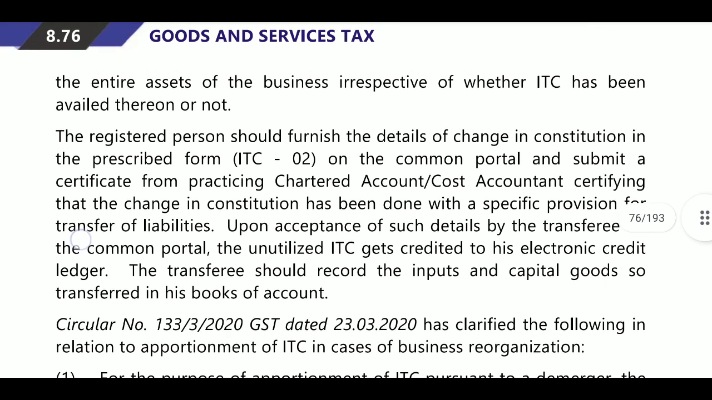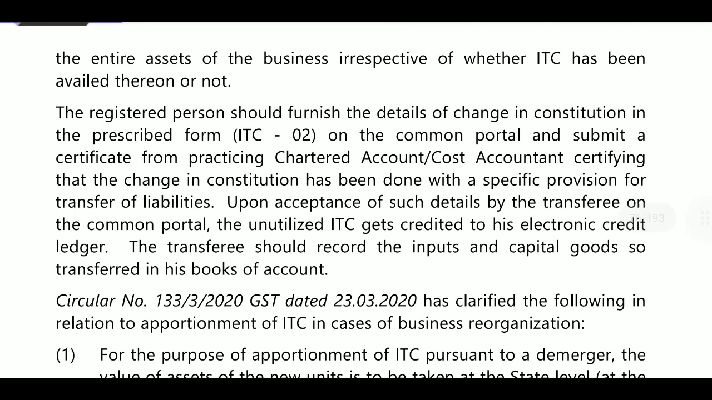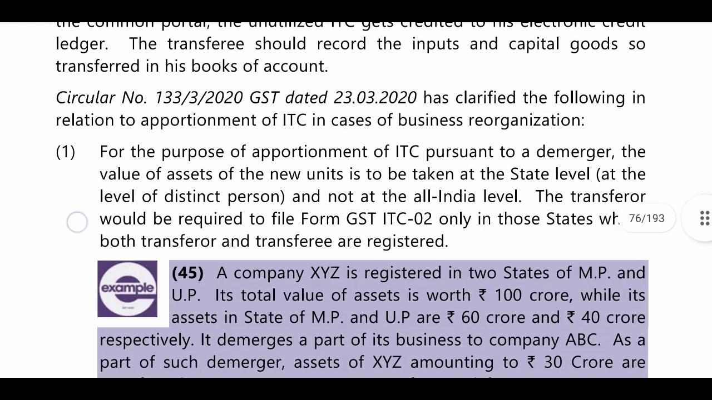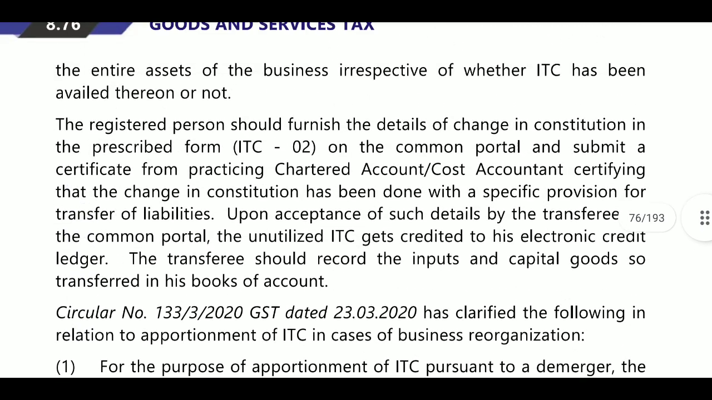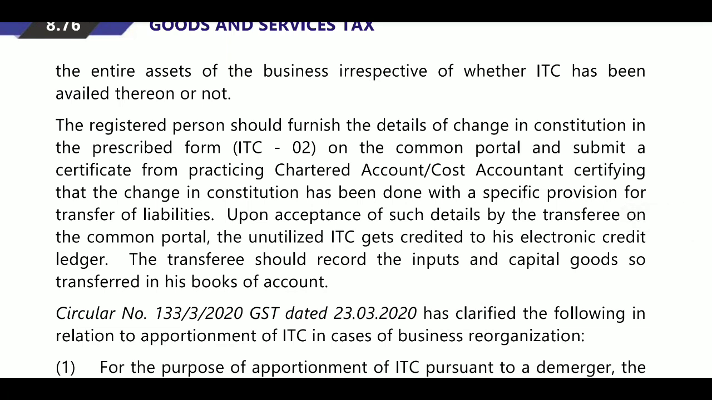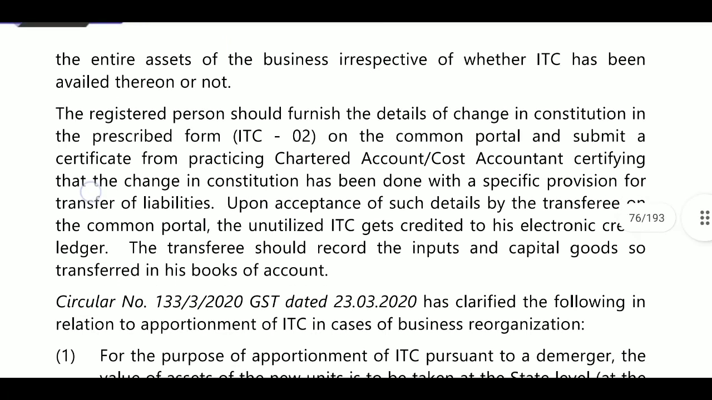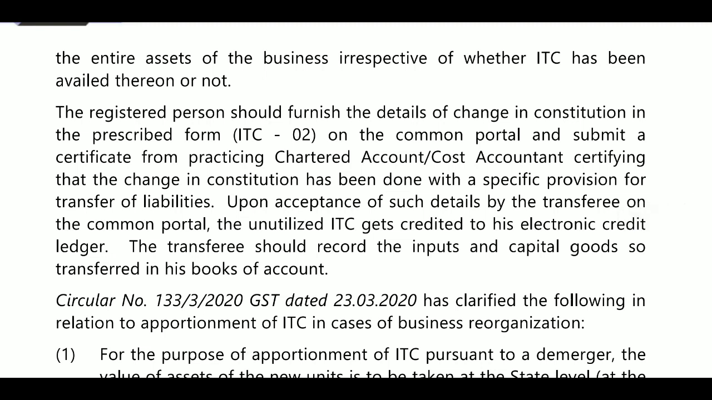The amount of ITC must be certified by a CA, cost accountant or chartered accountant, certifying that the changes in constitution have been made with a specific provision for transfer of liabilities. For the transfer of liability, the ITC 02 form will be filled.